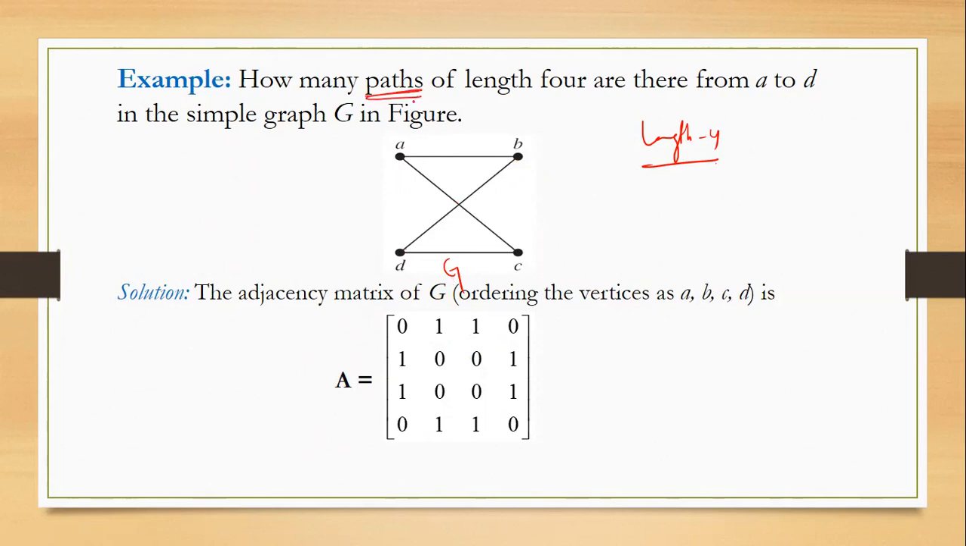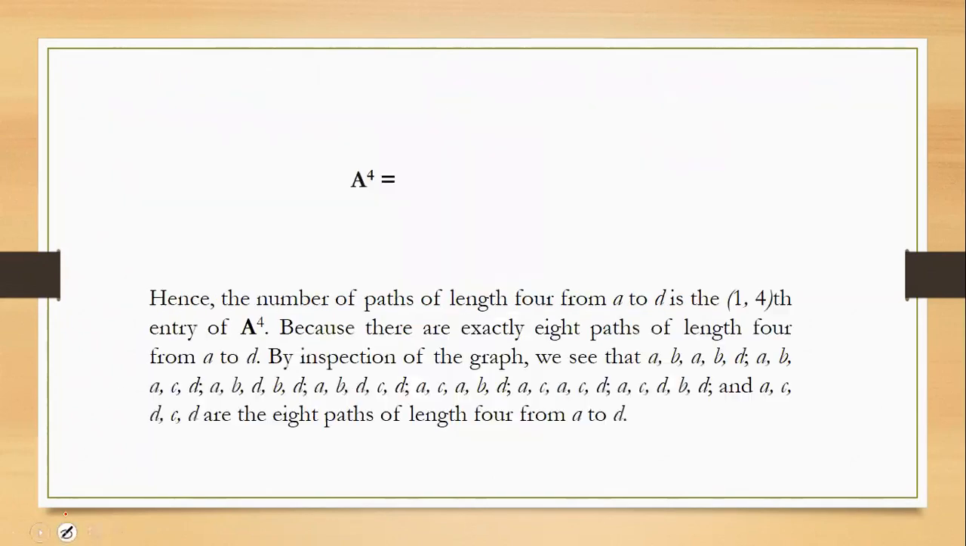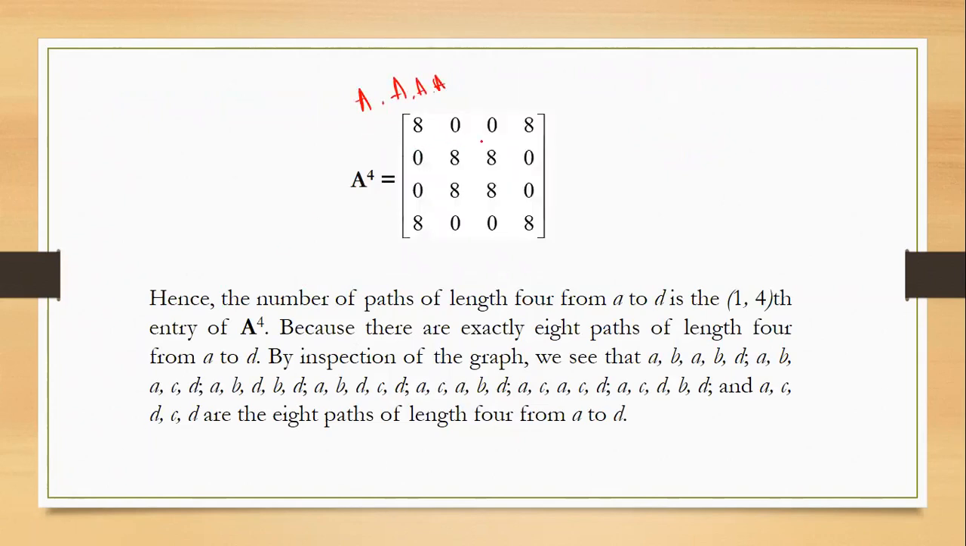After that, to get the solution for your question, what is the length? The length is 4. So you have to find the matrix A power 4. You have to multiply the matrix A 4 times. This is the resulting matrix.